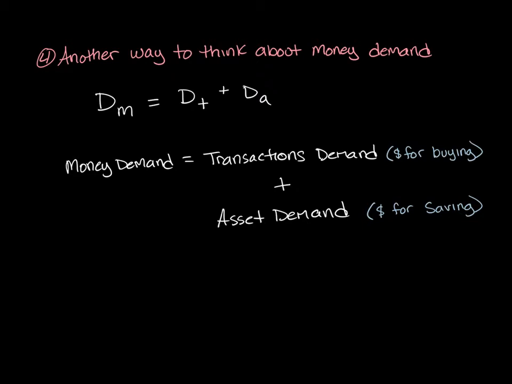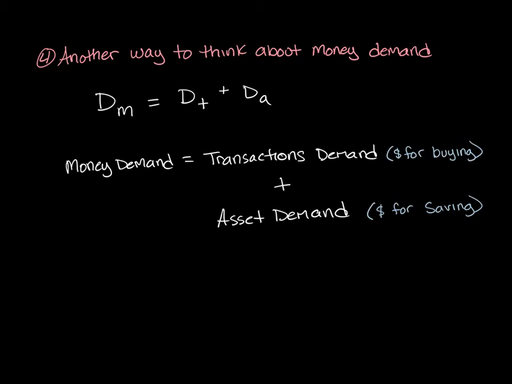This is the amount of money that's going to be required just to go about your daily business and make purchases. So this is essentially money being used as a medium of exchange. Part of the overall demand for money is how much money is being demanded for people to go about their daily lives and use as a medium of exchange, to go out there and make purchases and pay for things.